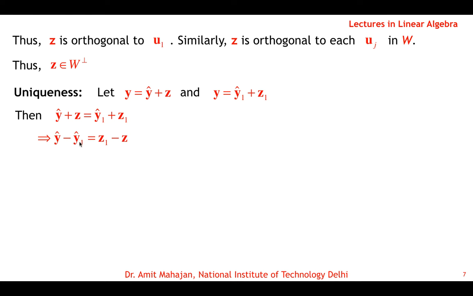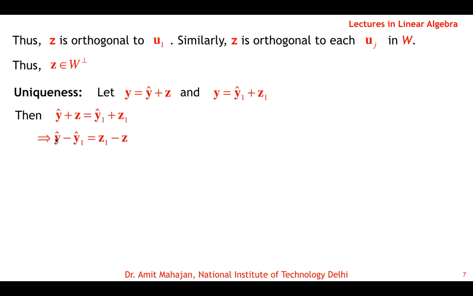Now both these vectors are in W, okay, so this difference is also in W, and both these vectors are in W perpendicular, so the difference is also in W perpendicular, because we know that if W is a subspace, then W perpendicular is also a subspace of Rn.